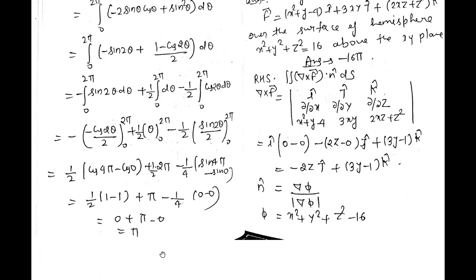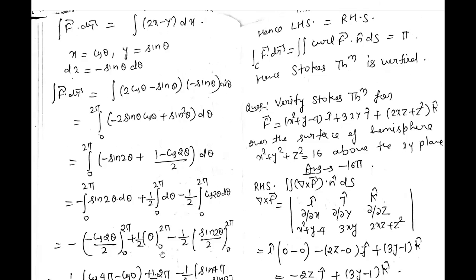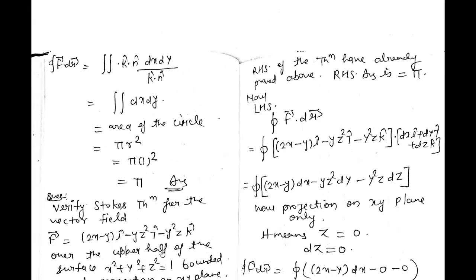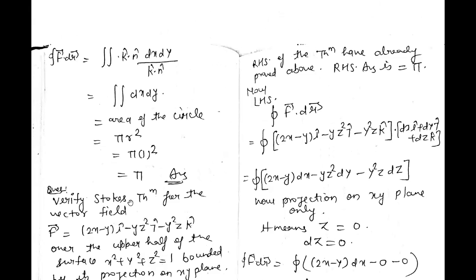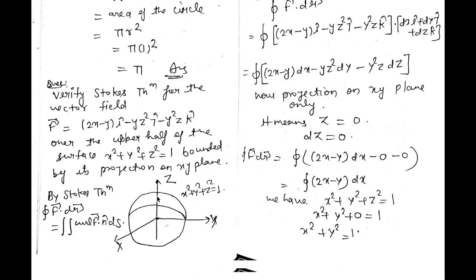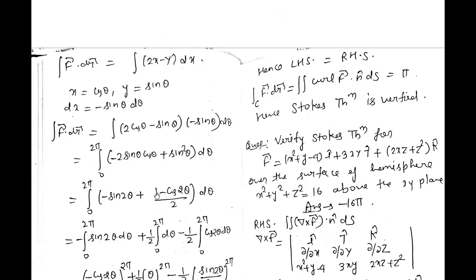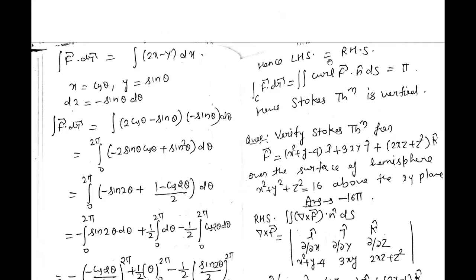So your left hand side answer and your right hand side answer both are equal, right? Here we are getting the right hand side answer is pi, and also here we are getting the left hand side answer is pi. So our Stokes theorem is verified because your left hand side is equal to right hand side. So this is the rule to verify your theorem, right?